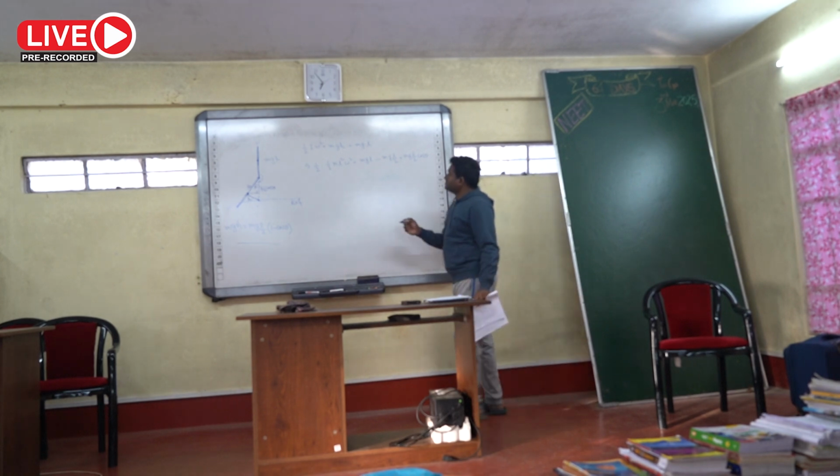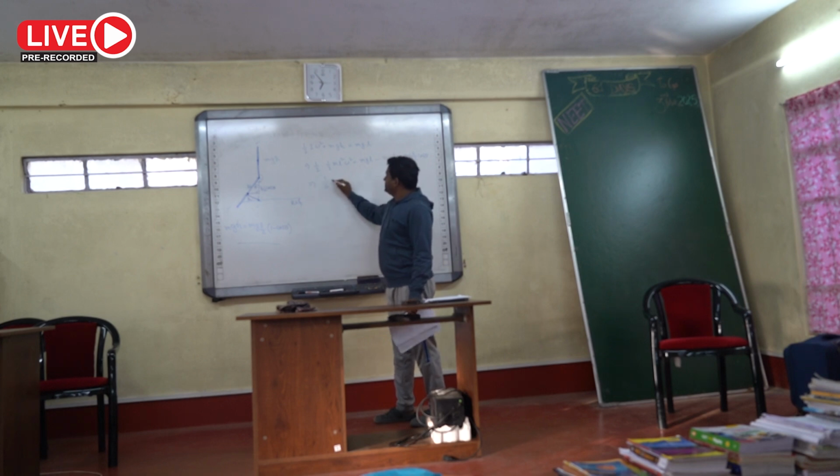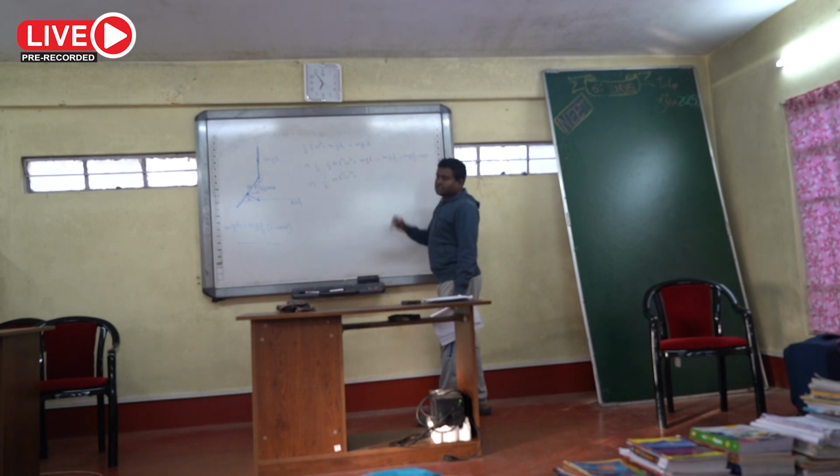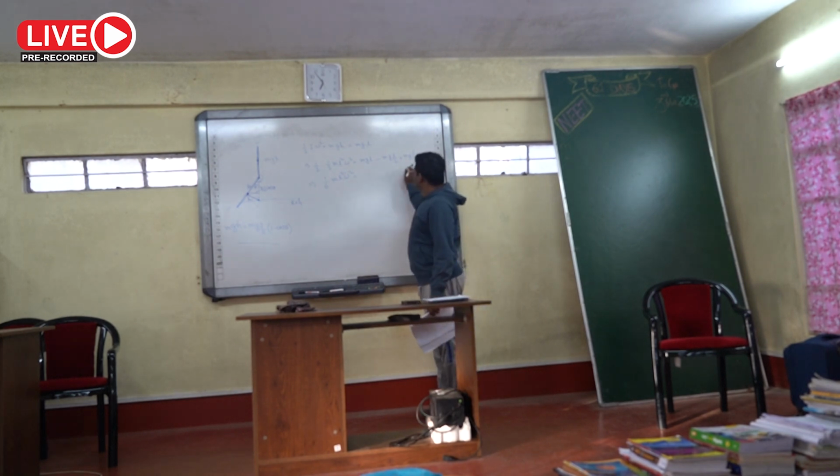Then it can be written as 1 by 6 m l square omega square equal to, this subtraction will give you mgl by 2. There is also mgl by 2, so I take mgl by 2 common into 1 plus cos theta.